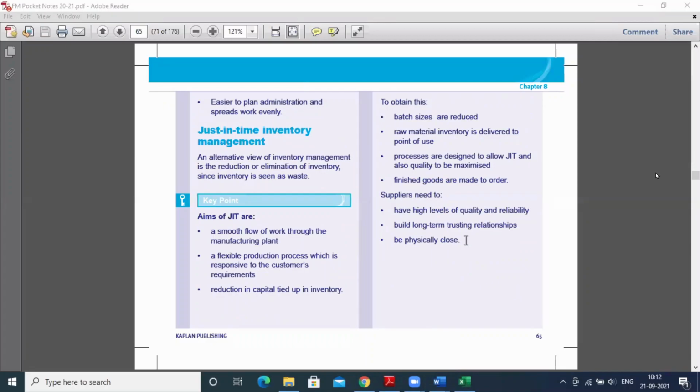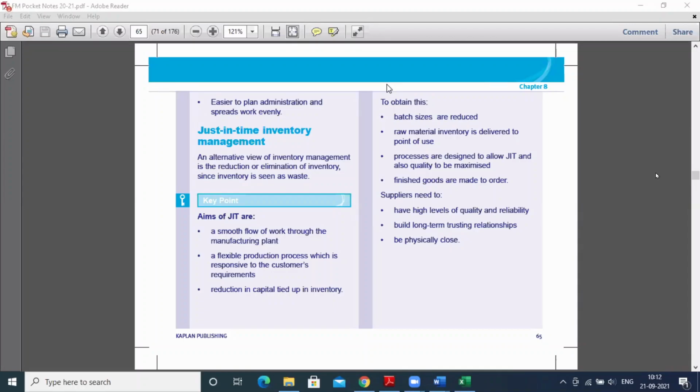Next is just in time. This is a small concept. I hope you can easily understand. Now, just in time says that, generally, just in time means whenever the requirement is there, only at that time. Here you can see. So, as per just in time inventory management, an alternative view of inventory management is the reduction or elimination of inventory, since inventory is seen as waste.